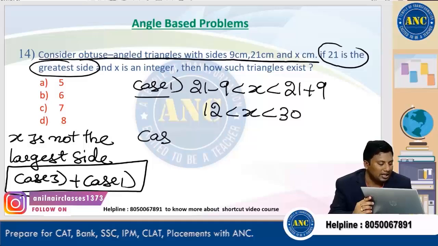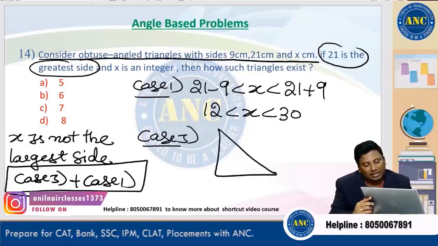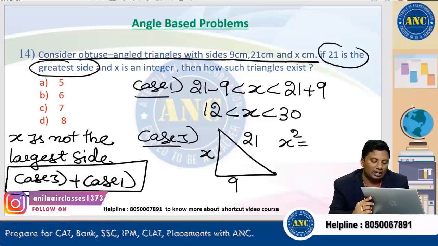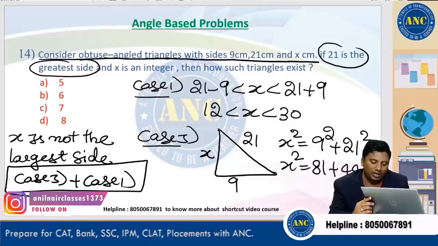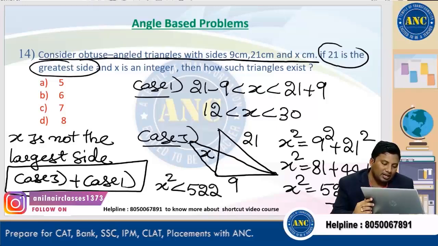What is case 3? Case 3 is nothing but x is not the largest side. If x is not the largest side, x will be the height, with 21 and 9. If it is a right angled triangle, x square is equivalent to 9 square plus 21 square, which is 81 plus 441, so x square is 522. But if it is an obtuse angled triangle, hypotenuse will increase. If hypotenuse increases, height will decrease. X square is less than 522.